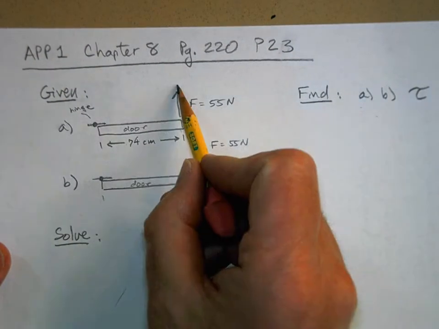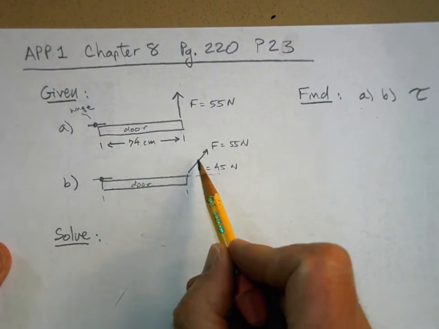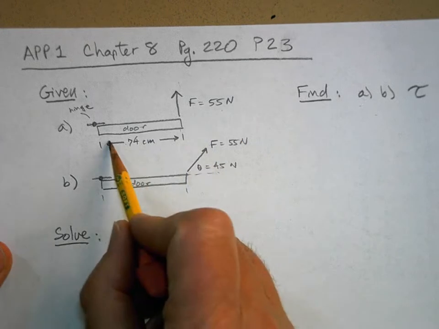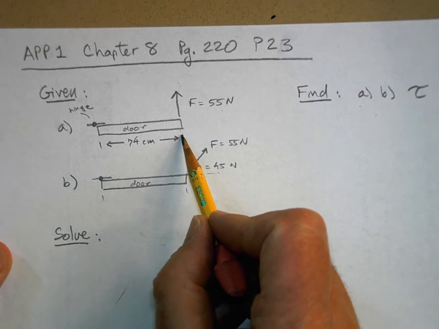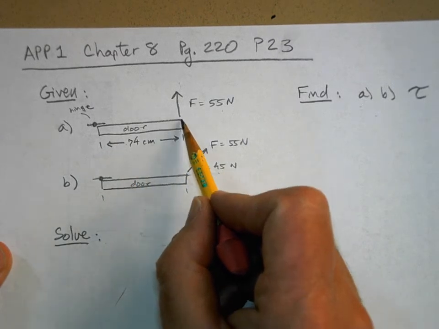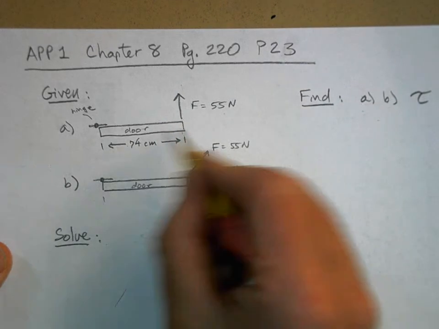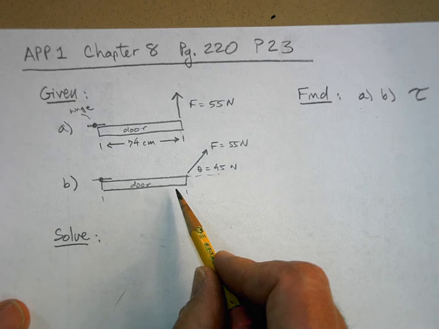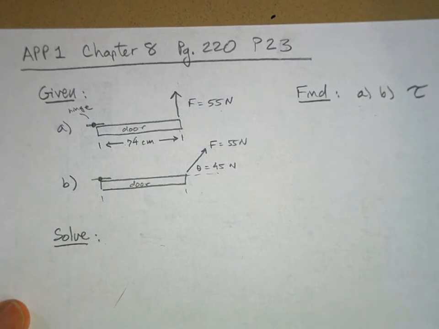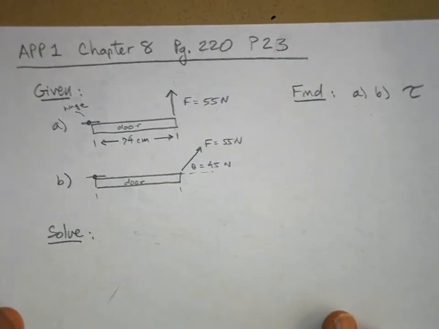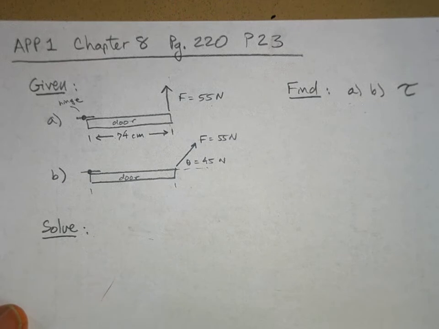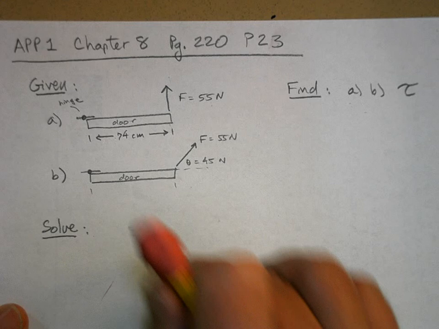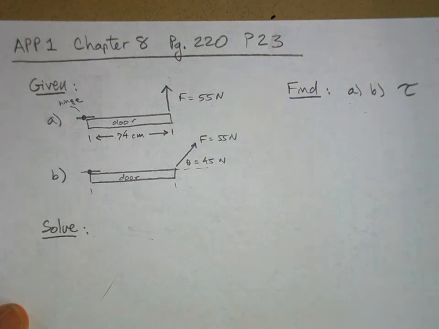So you apply a force on the very end of the door, a 55 Newton force, and it's 74 centimeters wide. And I want to know what is the torque if my force is perpendicular like this, or what is the torque if the angle's 45 degrees, like in part B. Okay, so that's what we're trying to do. This becomes, by the way, the power of given, find, and solve. If you can draw a picture of the problem and visualize it, it's really an easy problem to do.